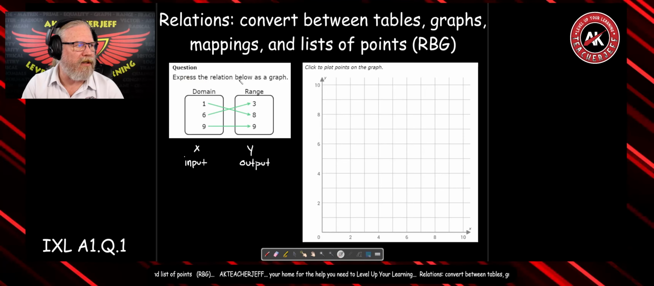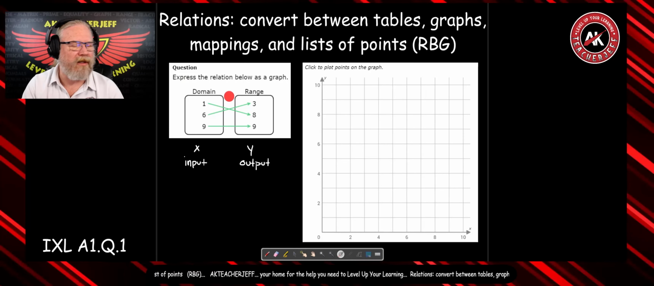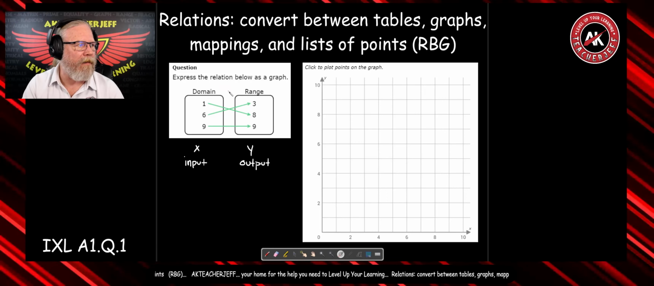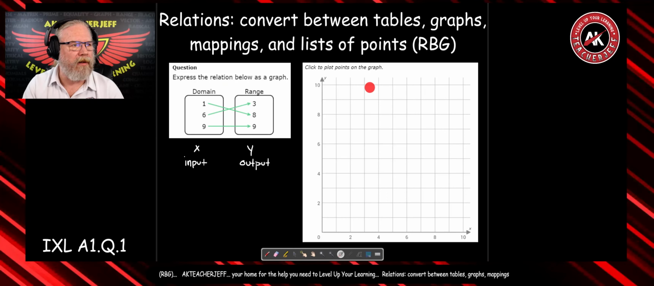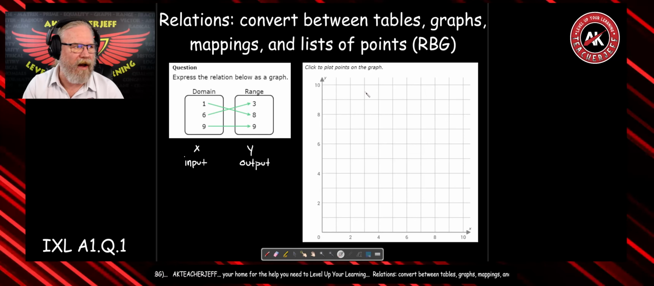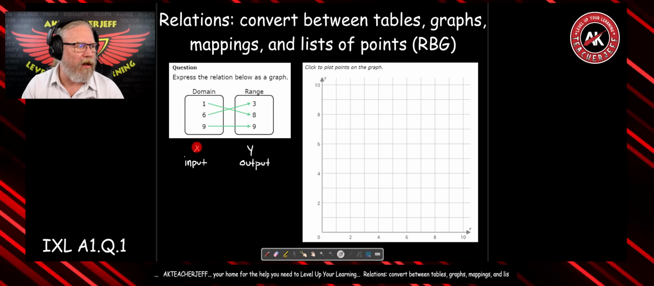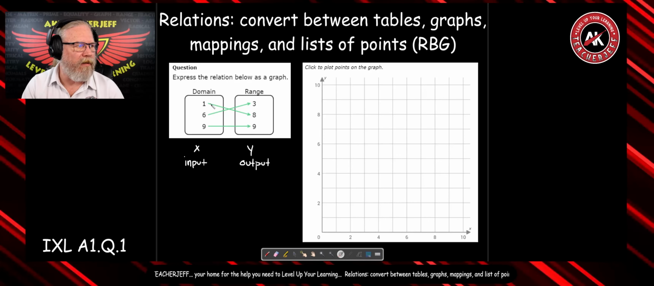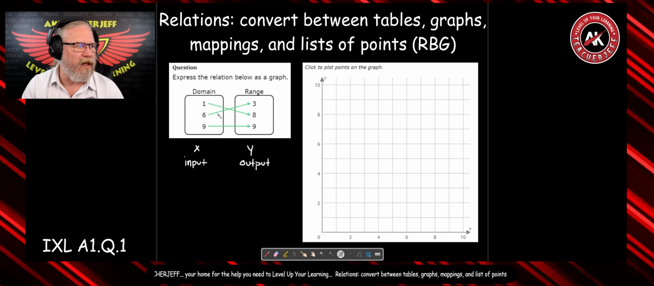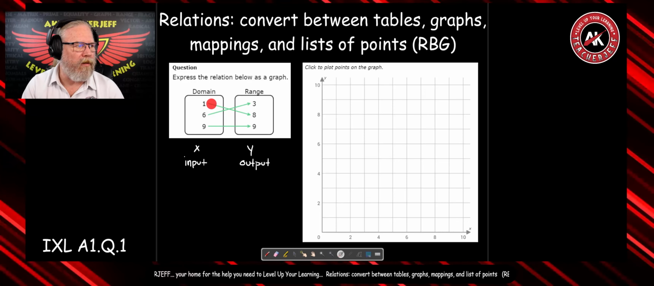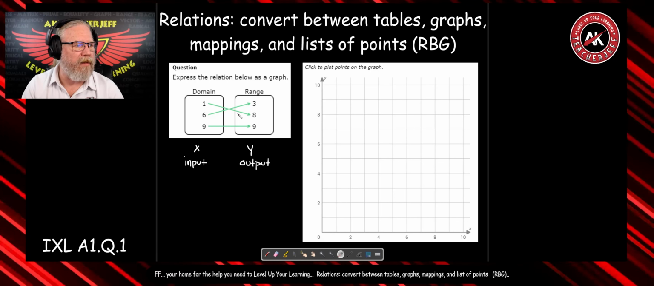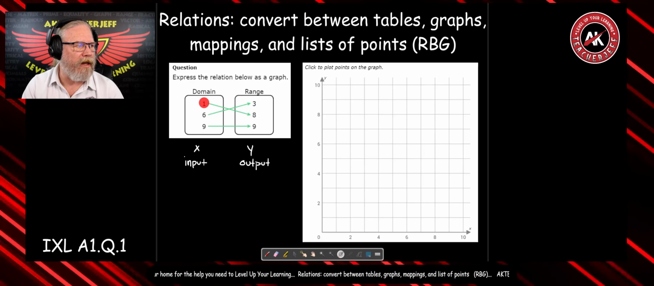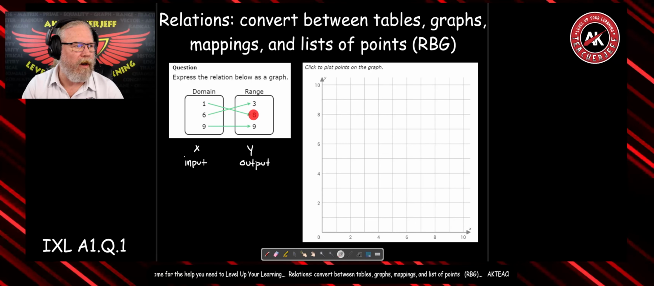So it says to express the relation below as a graph. Well, this is what we call a mapping right here. We're going from a mapping, and we want to convert it over to a graph. So we look at our domain, or all of our x values, and our range, all of our y values. The green arrows let us know which domain element is matched up with which range element. Another way to say that is which x value is matched up with which y value.